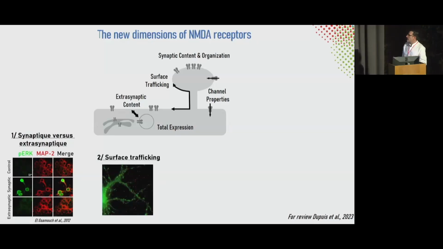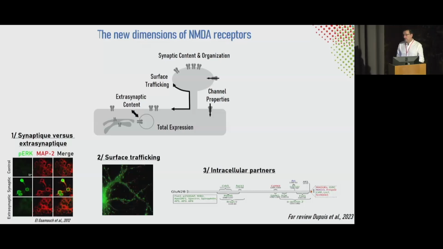We know also that the receptor is not stuck at the synaptic part or the extrasynaptic part, but is also moving around the synapse between the synaptic and extrasynaptic content. As you perhaps see in this movie, you see this little dot corresponding to one receptor, and this receptor is moving around the synaptic and the extrasynaptic part, and this plays a critical role for the turnover of the receptor.